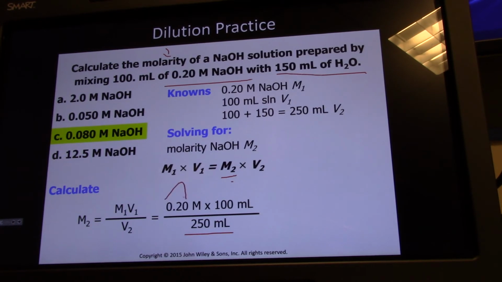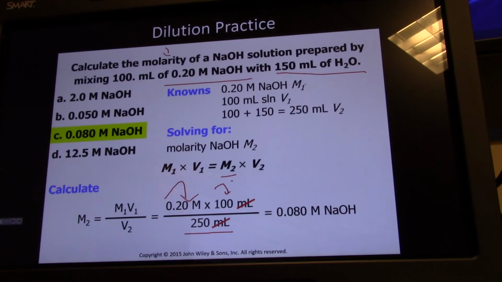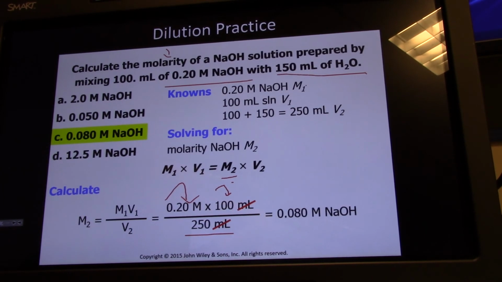So our initial molarity, the 0.2 molar, times the initial volume, 100 milliliters, divided by the final volume, 100 plus 150 is 250, gives us 0.08 molar sodium hydroxide. And again, whenever you're diluting something, you're just adding pure solvent, so concentration is going to go down.